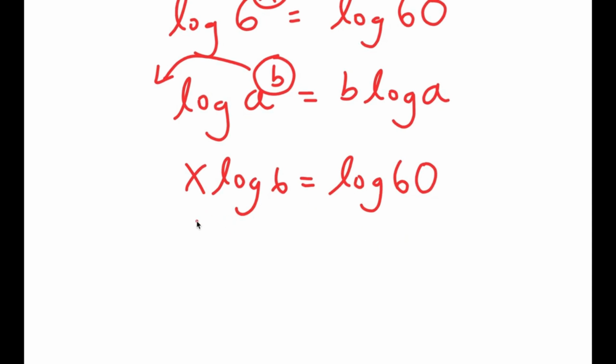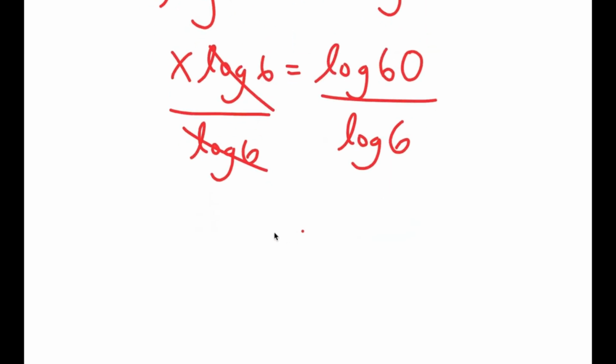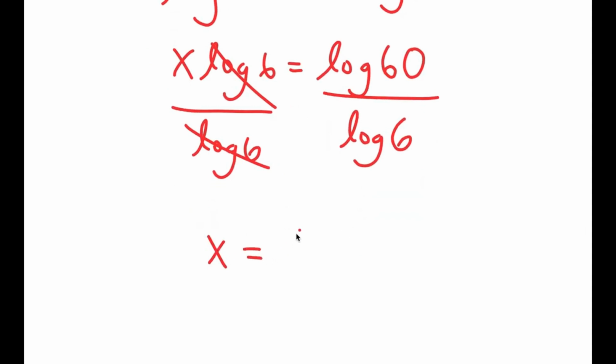Now from here, I'm going to divide both sides by log 6. So then these two cancel out, and I get x is equal to log 60 over log 6.